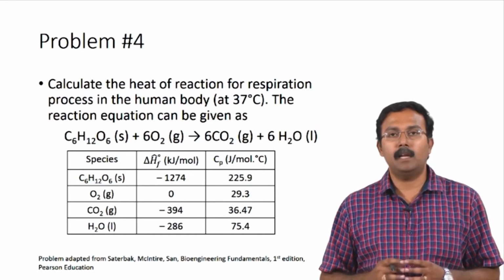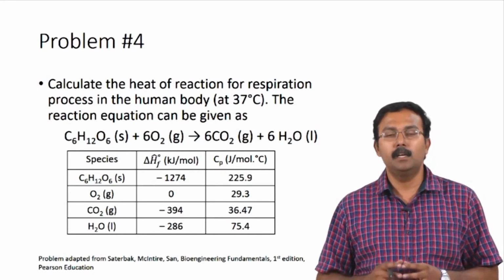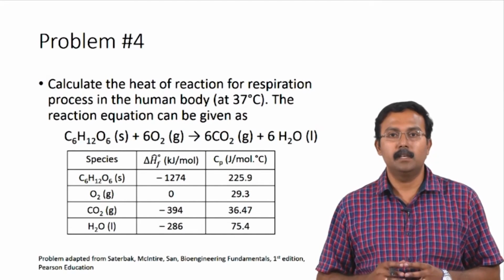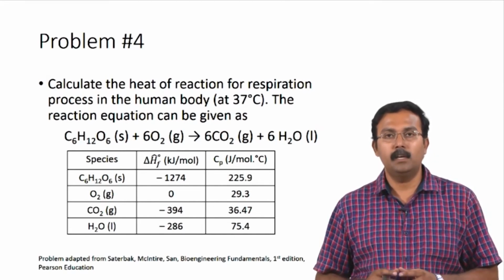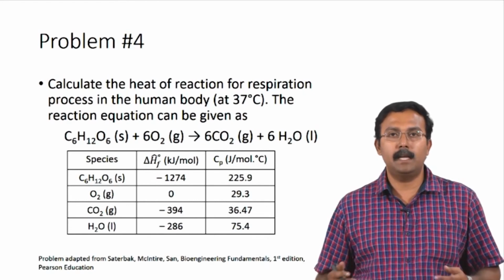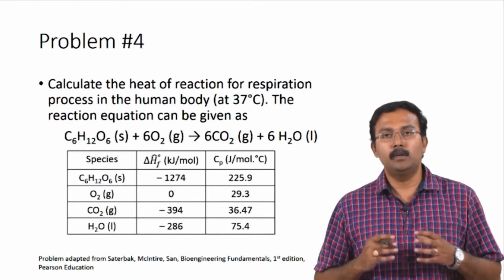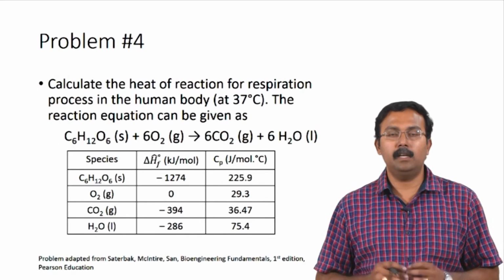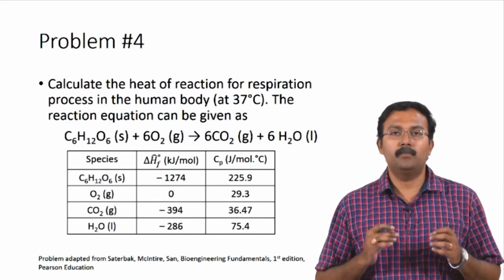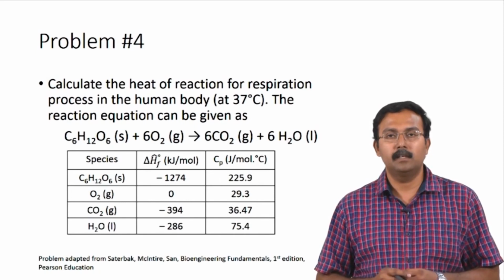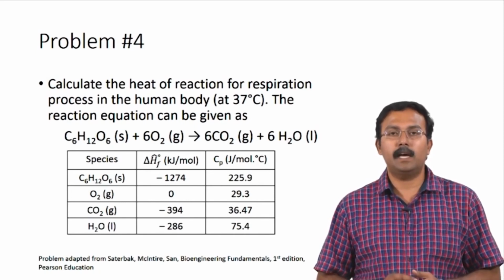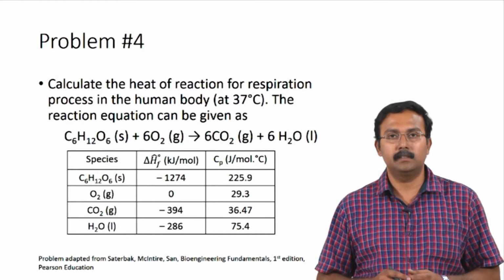Until now we have been calculating the standard heat of reaction, which is at 25 degrees Celsius. The information given to us here is also the standard heat of formation, which is what is readily available in tables and textbooks. Using this we can calculate only the heat of reaction at 25 degrees Celsius, which would be the standard heat of reaction. How do we calculate the heat of reaction at 37 degrees Celsius?